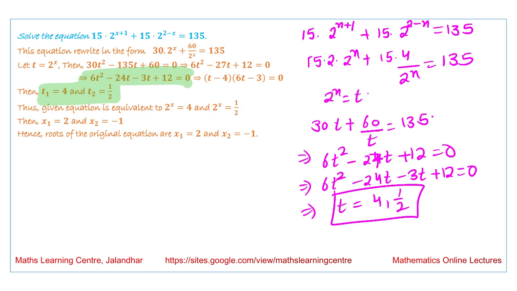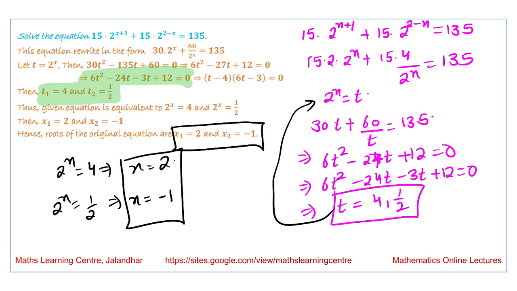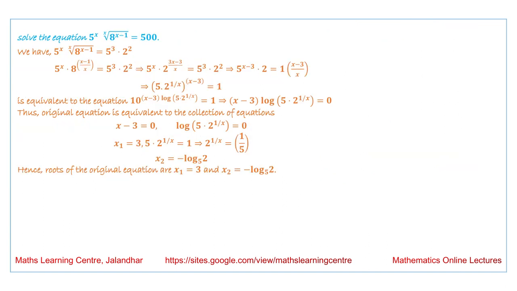And if we compare these values over here, we obtain 2 raised to the power x is equal to 4. This implies x is equal to 2. And 2 raised to the power x is equal to 1 by 2. This implies x is equal to minus 1. So these are the two roots corresponding to this equation, that is x1 is equal to 2 and x2 is equal to minus 1.